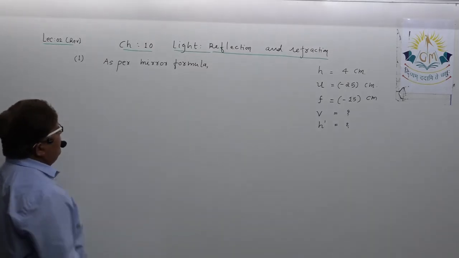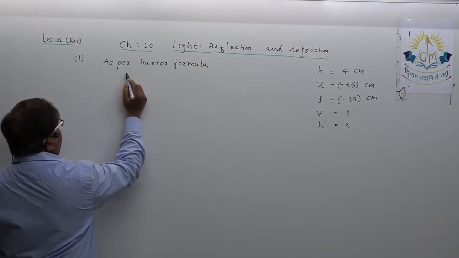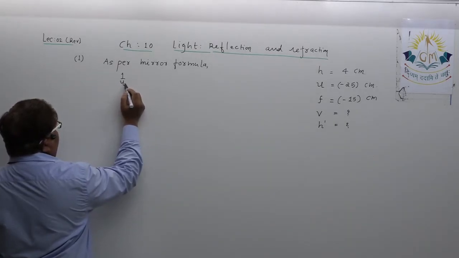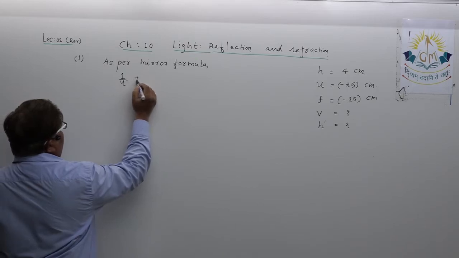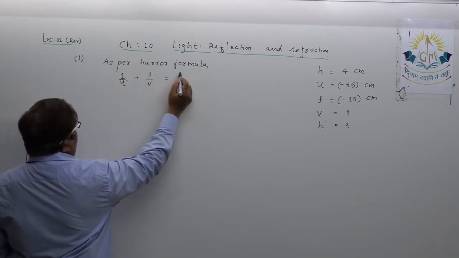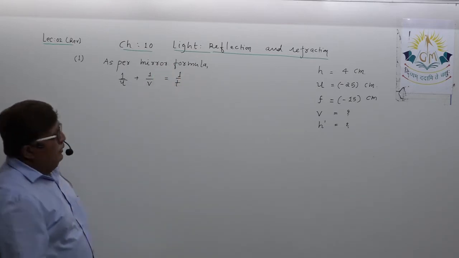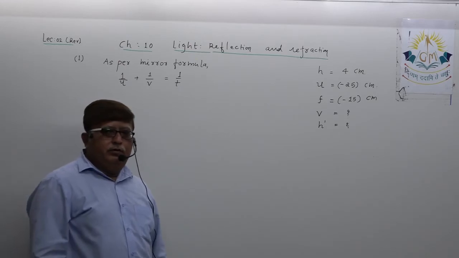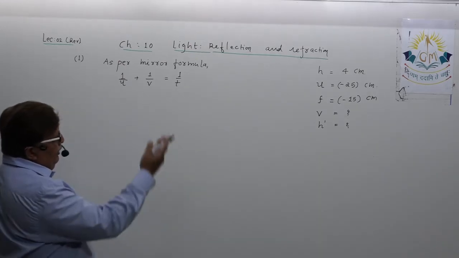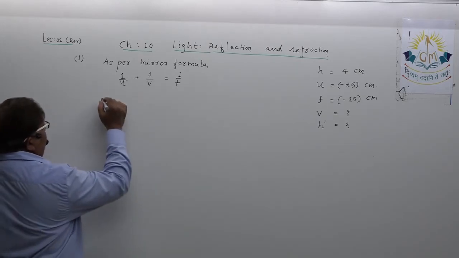Okay, what is the mirror formula? You all know, dear student: 1 upon u plus 1 upon v equals 1 upon f, that you know. Mirror formula you need to mention in exam. Okay, now let us substitute the given values.